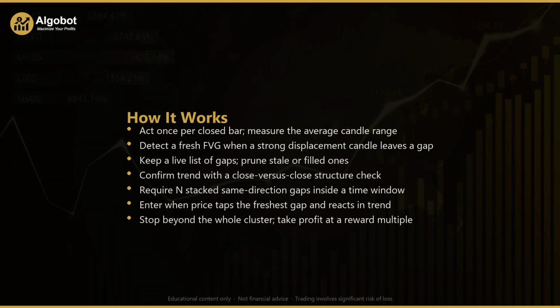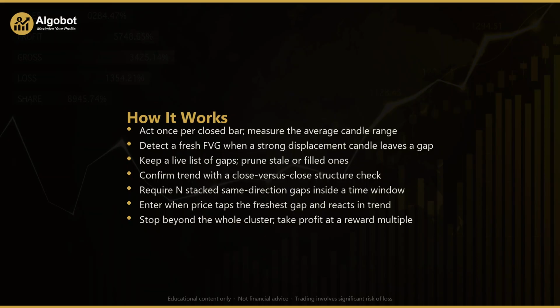If a position is already open, the EA simply waits. The stop loss and take profit manage the exit, and only one trade per magic number runs at a time. Otherwise, it checks market structure using a pure close versus close comparison. If the latest close is above the close from 20 bars ago, that's an uptrend. If it's below, that's a downtrend. Now comes the signal. For a long, the EA requires an uptrend and a valid bullish stack, at least the required number of same-direction gaps, all clustered inside the stack window.